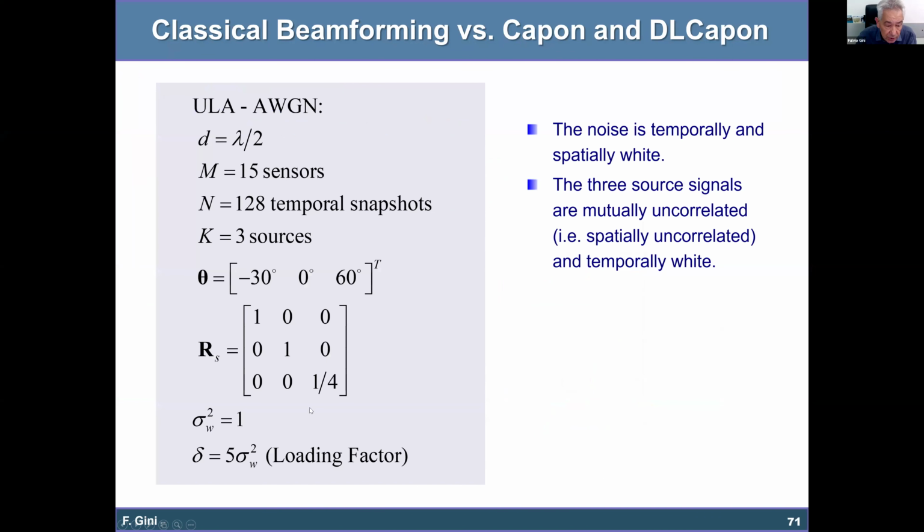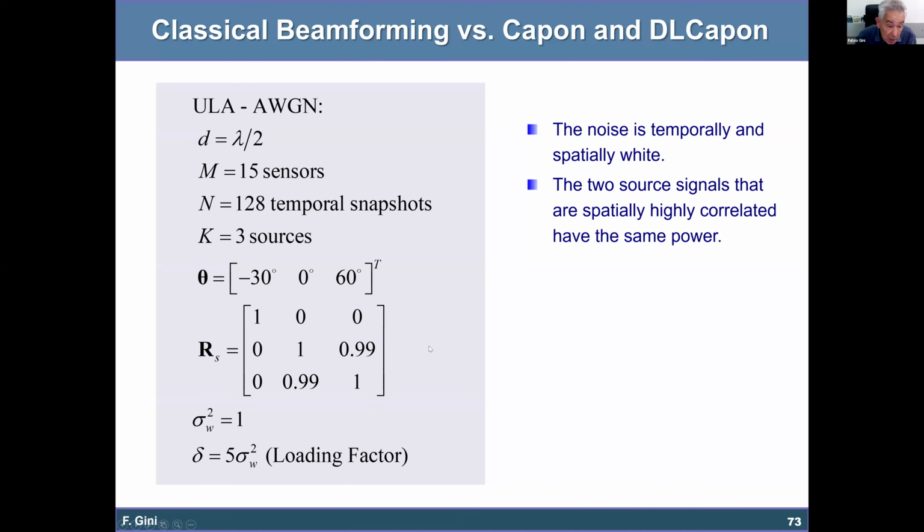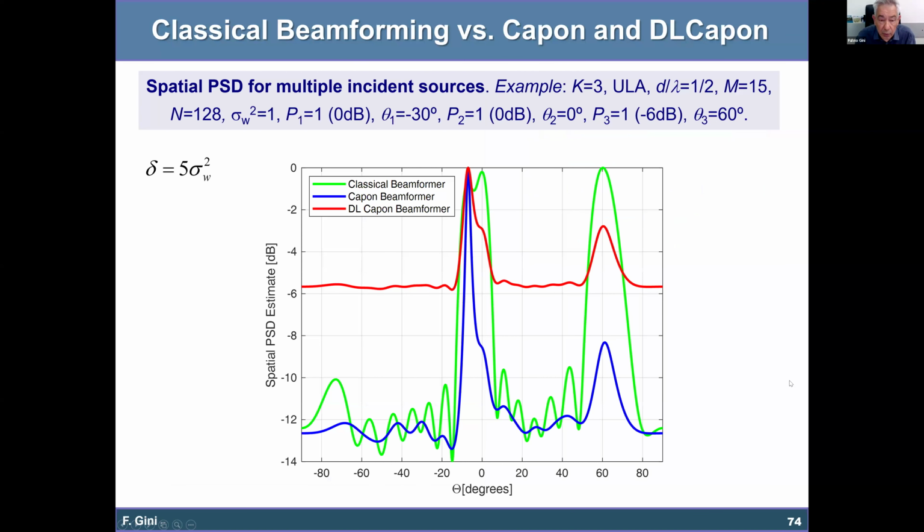So if all the sources are uncorrelated, Capon correctly separates the 3 sources. If sources 2 and 3 are strongly correlated, even with the same power, this is what happens.